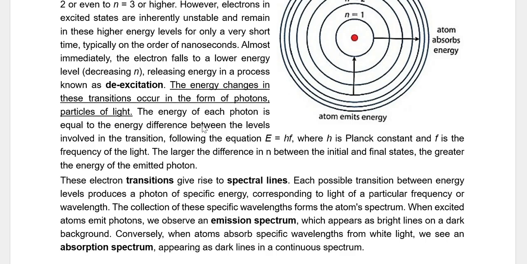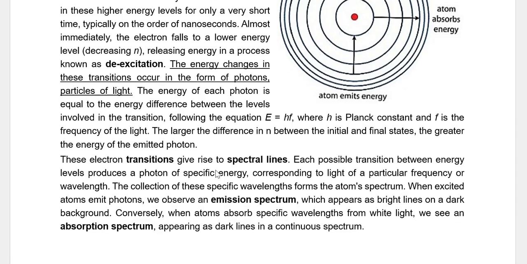So the energy of each photon is equal to the energy difference between the levels involved in the transition, following the equation E = hf, right? This is from Einstein's suggestion, where h is Planck's constant and f is the frequency of light. So if the gap is bigger, let's say I drop from here to here, the frequency will be higher, as opposed to if I drop from, for example, this point to this point. Right? So larger difference, greater frequency, and therefore greater energy, right?